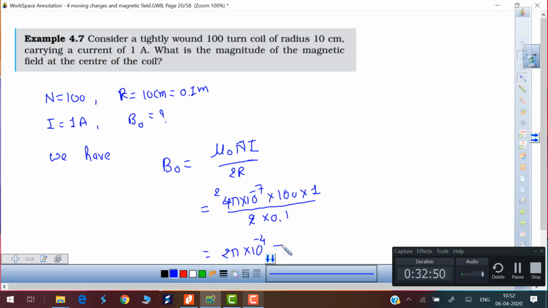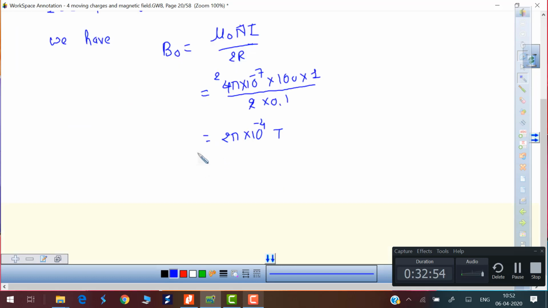2 pi into 10 raised to minus 4 Tesla. And if we put the value of pi, you will get the exact value too. Pi, so it becomes 6.28 into 10 raised to minus 4 Tesla.